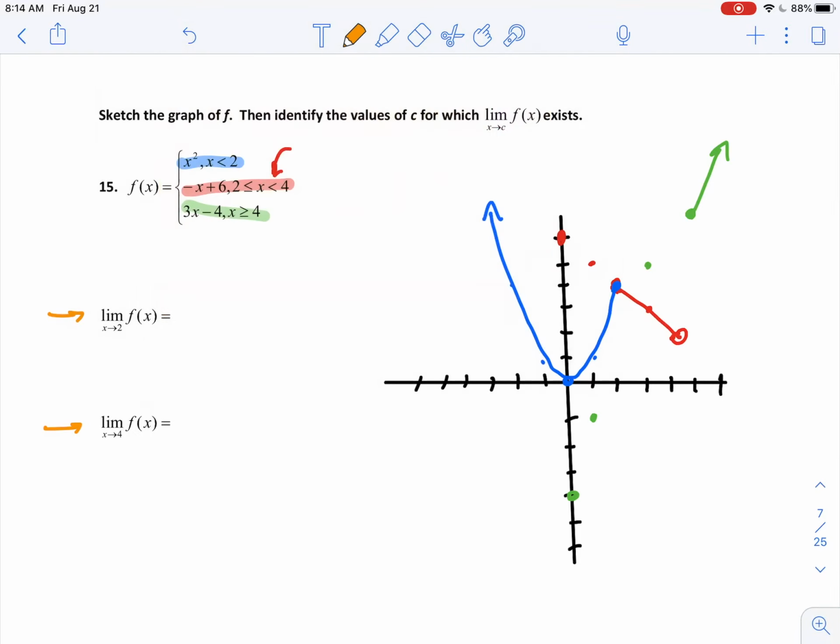So for number 15, the limit as x approaches 2. As x approaches 2, it looks like I'm approaching 4 from the left and 4 from the right, so I would say that this is a value of 4. However, the limit as x approaches 4 of f of x. As I'm approaching 4 from the left-hand side, it looks like I'm at a value of 2. And as I'm approaching 4 from the right-hand side, I believe we said that value was 8. So, since these two numbers are not the same, or since my arrows do not come together, boom, boom, boom, does not exist.